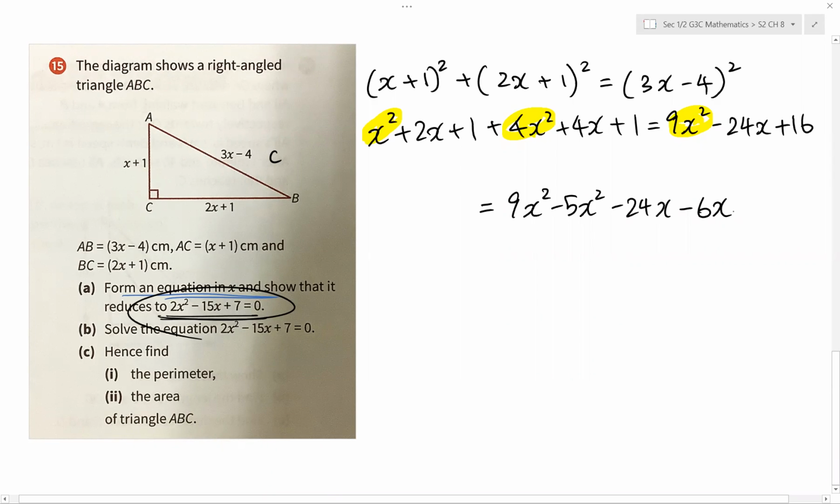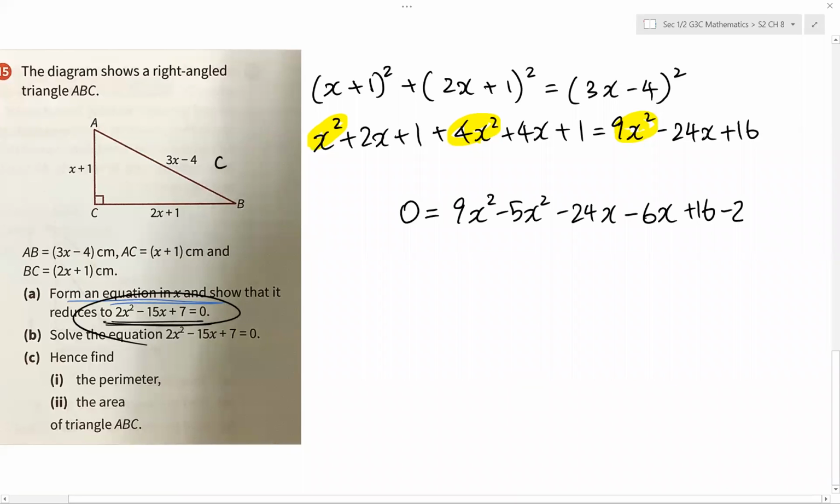Now look at the left-hand side. I've got 1 plus 1, that is 2. I want to get rid of the 2 on the left-hand side. The right-hand side has 16. I take away 2. Now my left-hand side, nothing left. And now I can simplify. The 0 equals 2 can actually be placed on the other side. So I'm going to be lazy. I'm going to say that this is going to be 0, which you can do also.